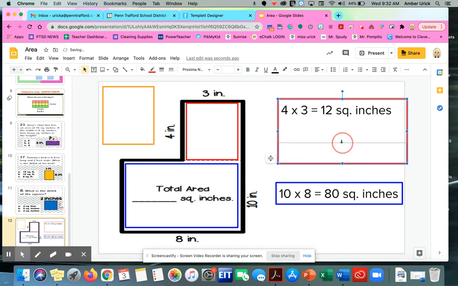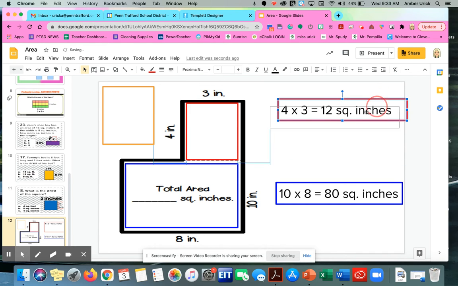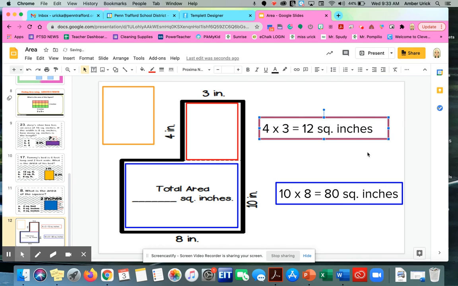Well, we don't need all this space now, do we? Perfect. So the red box is 12 square inches. The blue box is 80 square inches. Do you think I'm done? Because I want to know how much area this whole black shape is together. And if I use that word together, what do you think I should do? Right now I have a red box, a blue box, but I want to put them together to see what the whole black shape would be. I hope you said I should add.